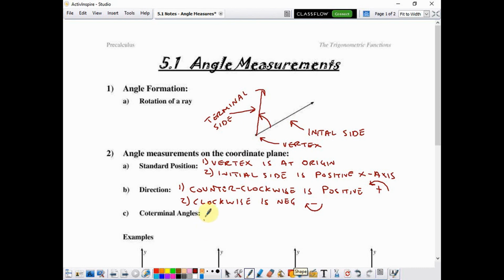Coterminal angles are two angle measures that rotate to the same position. So there'll be different numbers, but they'll rotate to the same spot. Those measures are always 360 degrees apart. So it'll be one number plus or minus 360, or some multiple of 360.